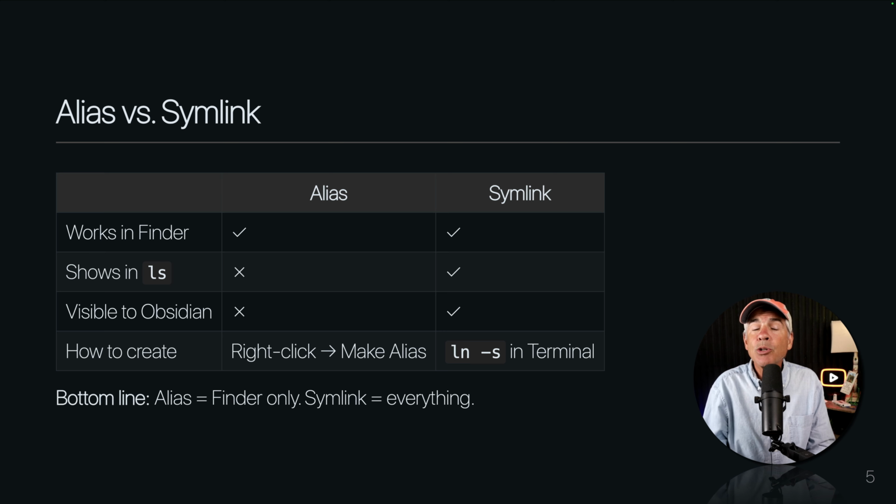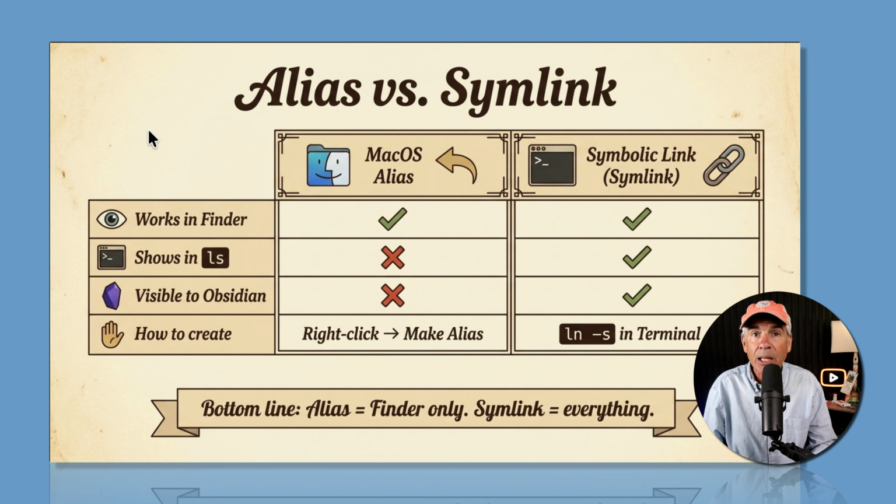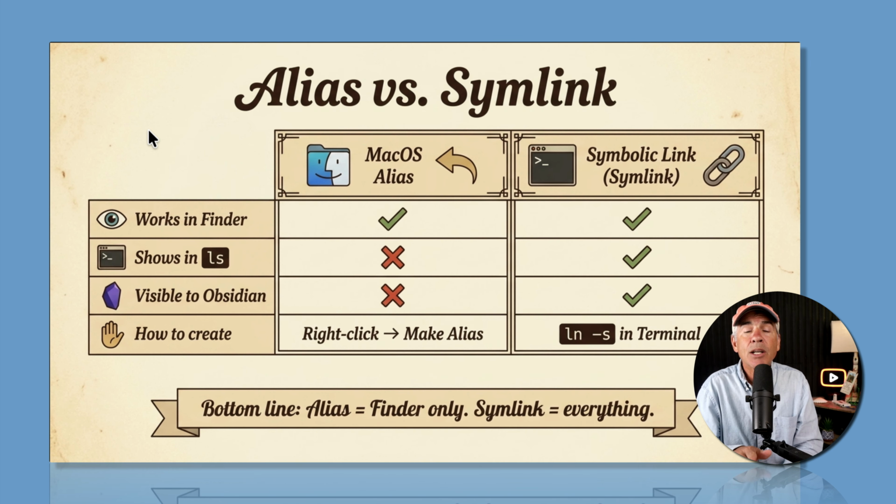And for those Mac users who are thinking, Symlinks sound an awful lot like aliases. What is the difference between an alias and a Symlink? Aliases are Mac OS specific. Aliases only work in the Mac OS Finder and in native Mac OS applications. Aliases do not show up in the Mac OS terminal or command line tools or in third-party applications such as Obsidian.